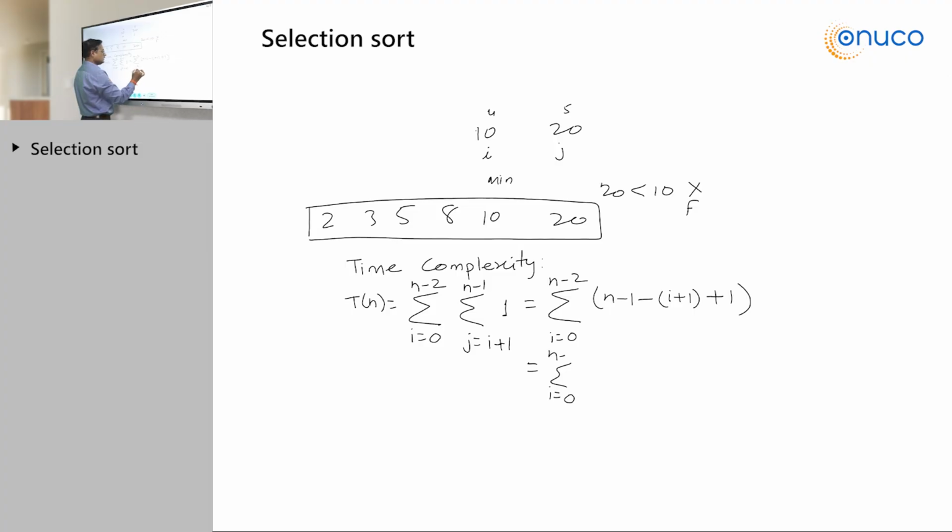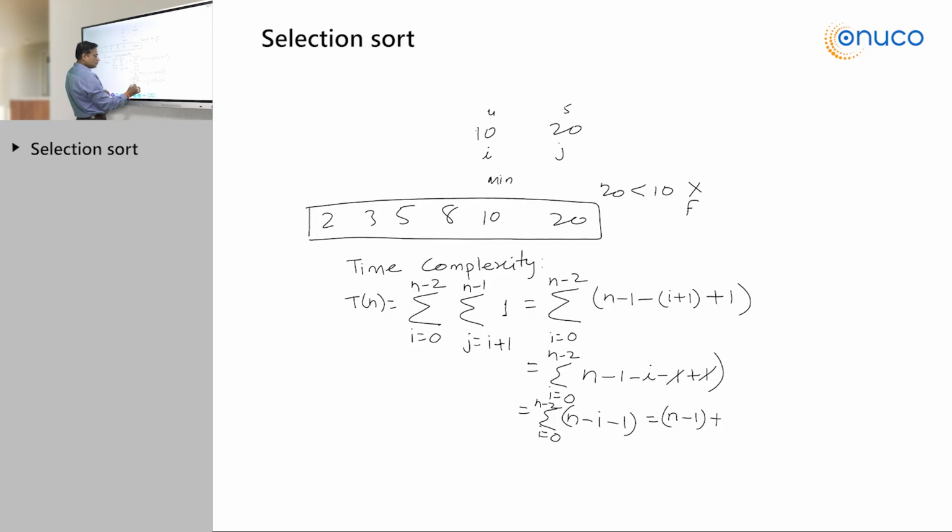Summation i is equal to 0 to n minus 2 of n minus 1 minus i minus 1 plus 1. So we will see that this term is cancelled now, and here we have summation i is equal to 0 to n minus 2 of n minus i minus 1. Now what are we supposed to do? Since this term depends on i, we'll put the value of i one by one, right, and see the results. Minimum value of i is 0, so this value will give you n minus 1.